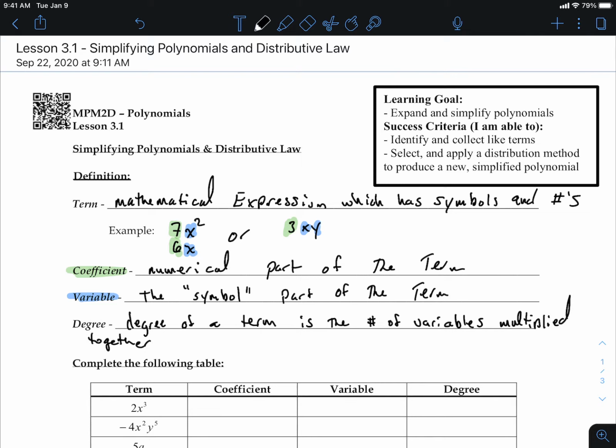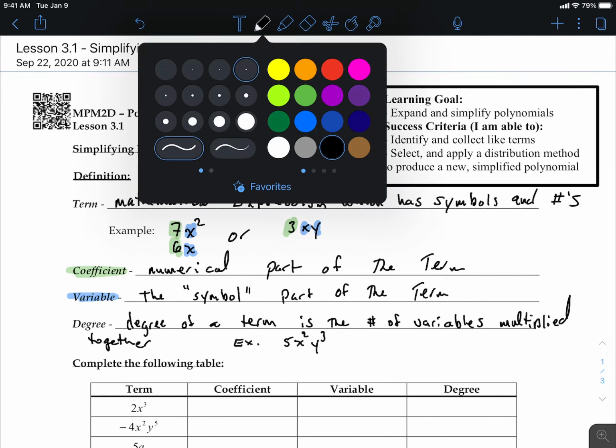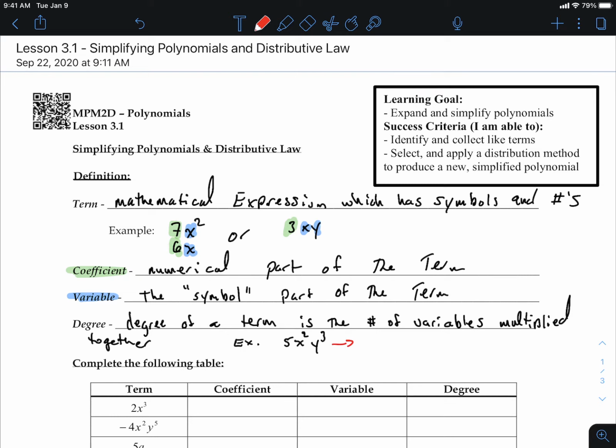Oh, sorry, Sammy. Yeah, it's underneath here. So if we look here, I'll give you a couple of examples and we can fill out the table. An example would be if I gave you, let's say, 5x squared y cubed. The degree of a term is the number of variables multiplied together.